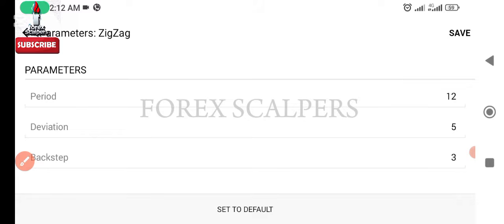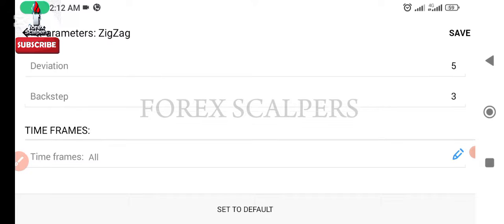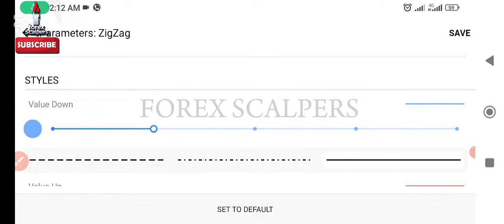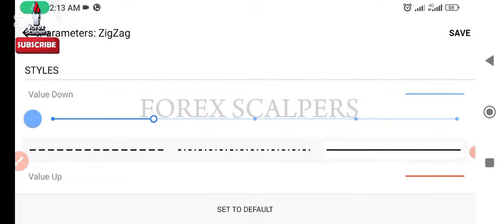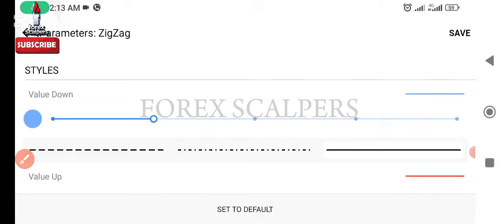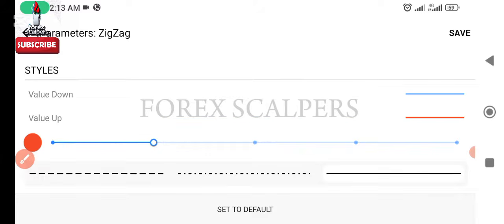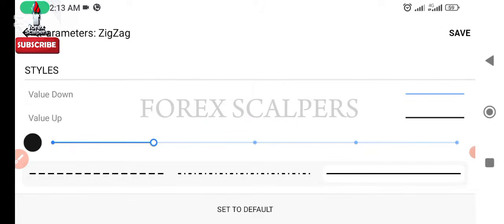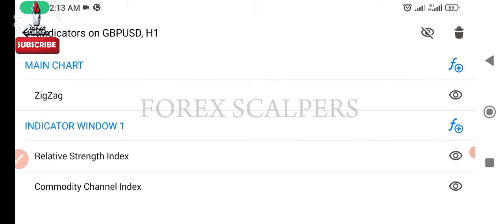So you click on it, the period is 12, deviation is 5, back step is 3. Alright, so here is the indicator. So on this value up, I'm going to change it to black color. So I'll tap on it because our candlesticks are red. We don't want to have the same thing. So I'll change it to black, then you click on save.